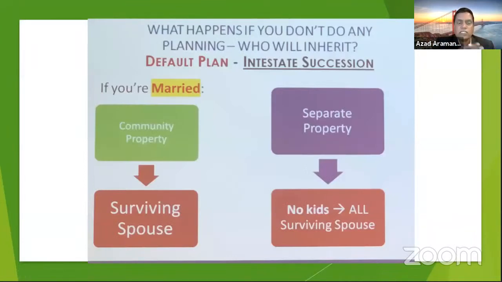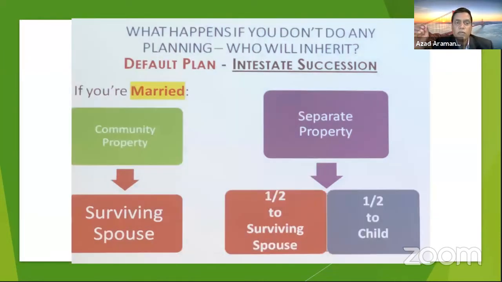Now, what if one is married, in a community property state like California, and one spouse passes away? The surviving spouse gets the community property, which means the property that is owned jointly. For separate property with no kids, the entire amount comes to the surviving spouse. Now, what if there is one child? Then community property goes to the surviving spouse, and for individual separate property, half goes to the spouse and half goes to the child.